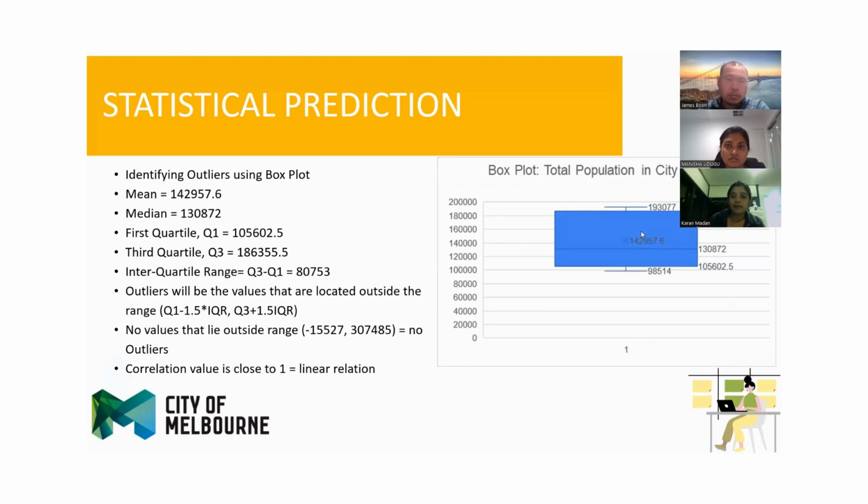Then we moved on to the statistical prediction. For statistical prediction, first we needed to find the outliers. So we had the box plot, and with the interquartile range, the box plot values indicate that there are no outliers. We calculated the correlation coefficient between the samples and checked that the relation between the increasing years and the increase or decrease in the population is linear.